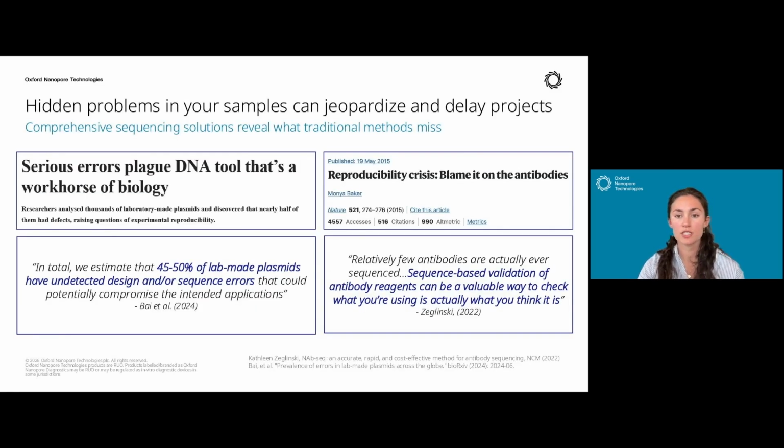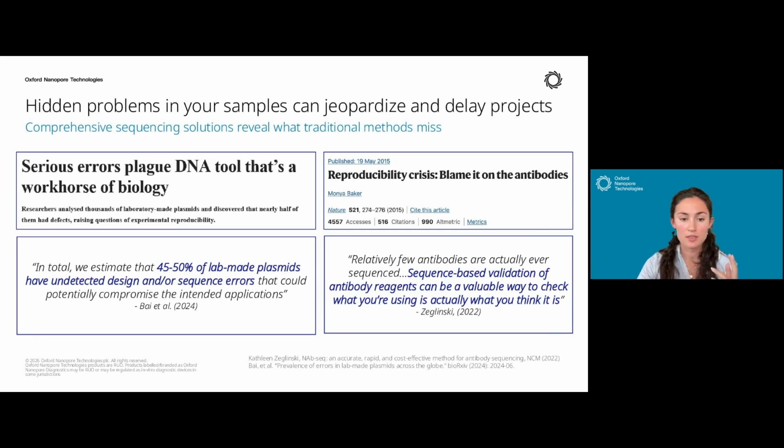So to transition into our main topic today, I also find it really useful to orient around what the community and publications are saying. The community has identified a broader challenge across biological workflows, which is that the reliability of downstream results is very closely tied to how well our starting materials are characterized.